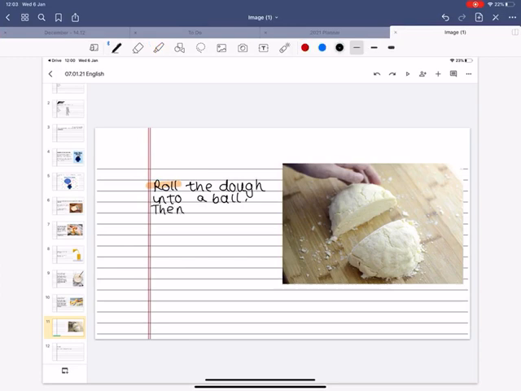Then cut the dough in half. So our imperative verb that is telling us what to do here is cut.